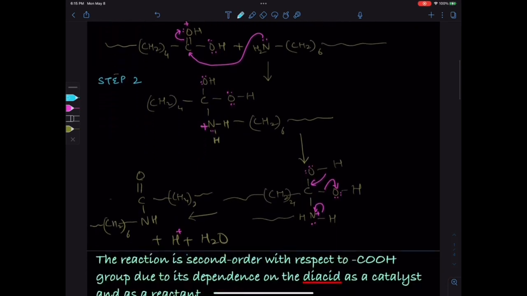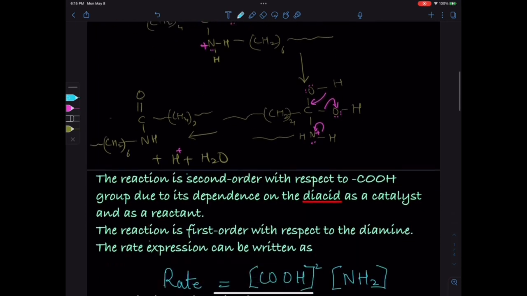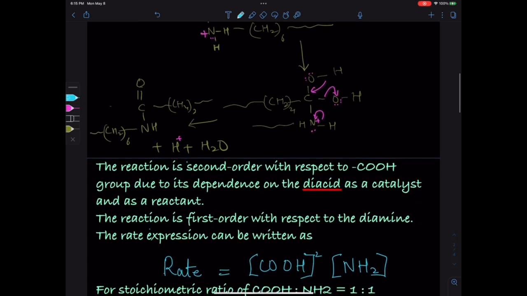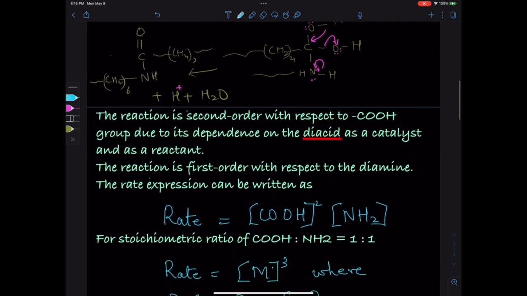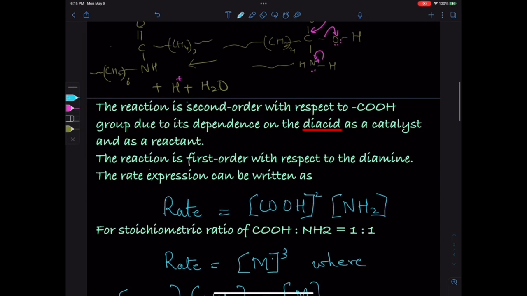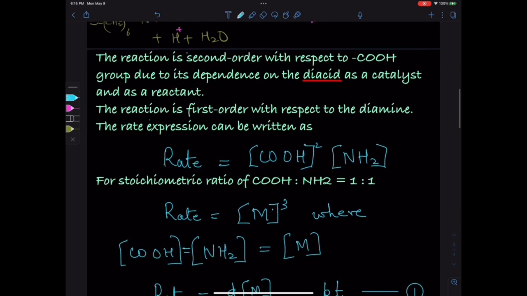This is followed by the elimination of water molecule and the proton is released. Thus, one molecule of the diacid acts as a reactant and the other molecule of diacid acts as a catalyst. The reaction is second order with respect to carboxylic group due to its dependence on the diacid as a catalyst and as a reactant. The reaction is first order with respect to the diamine.